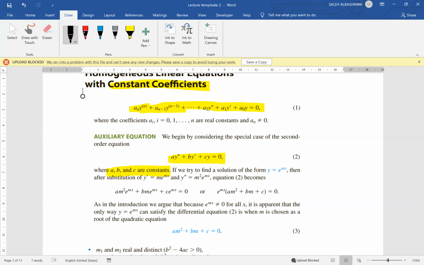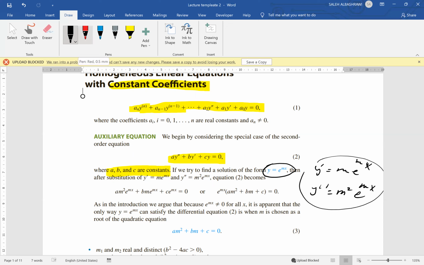Now, if we try to replace y by e to power mx, the first derivative will be m e to power mx, and the second derivative will be m squared e to power mx. So we replace y prime and y double prime in the equation. We will have a m squared e to power mx plus b m e to power mx plus c e to power mx equal to 0.